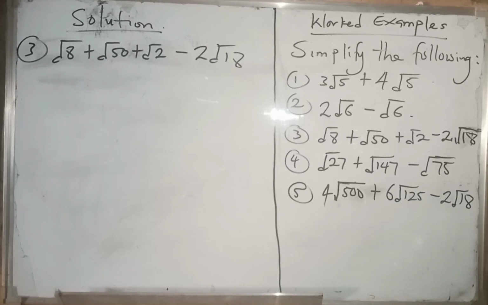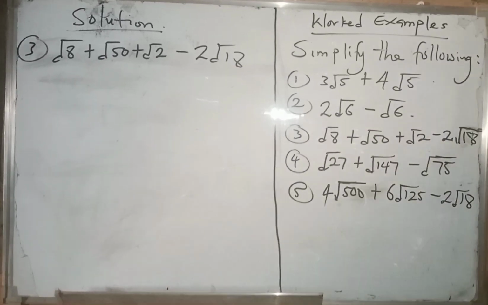Now you should bear in mind that in the two questions we have solved so far, the surds were already in their simplest form, because for both root 5 and root 6, there is no perfect square that will multiply by a whole number to give us 5 and 6. So that is why 3 root 5, 4 root 5, 2 root 6, and then negative 1 root 6 are all in their basic forms. For the question 3 we are coming to solve, some of them are not in their simplest form.